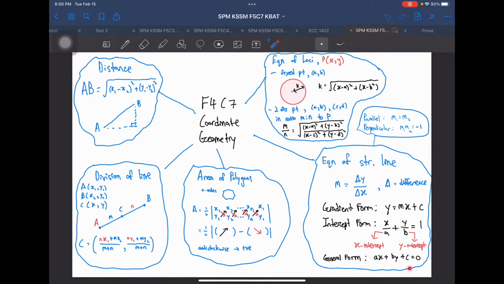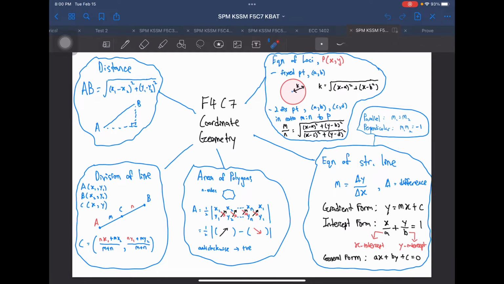You need to know all these forms, as in the SPM exam a question might ask you to convert a certain straight line into one of these three forms. So you need to know how to convert it by using algebra. Okay.